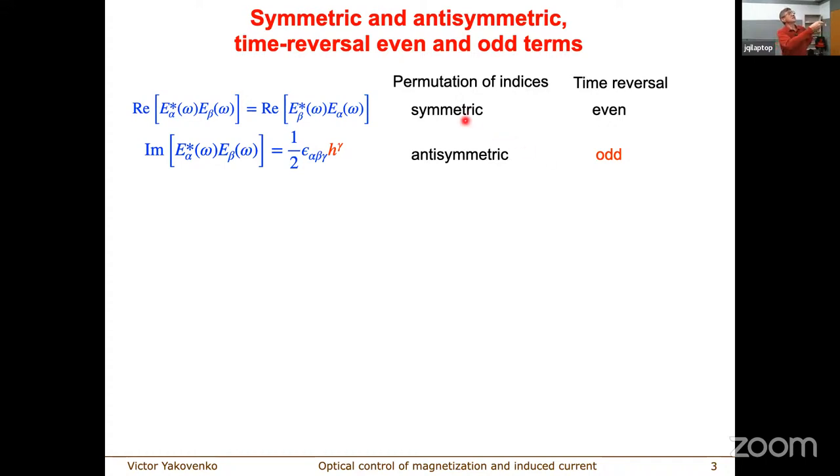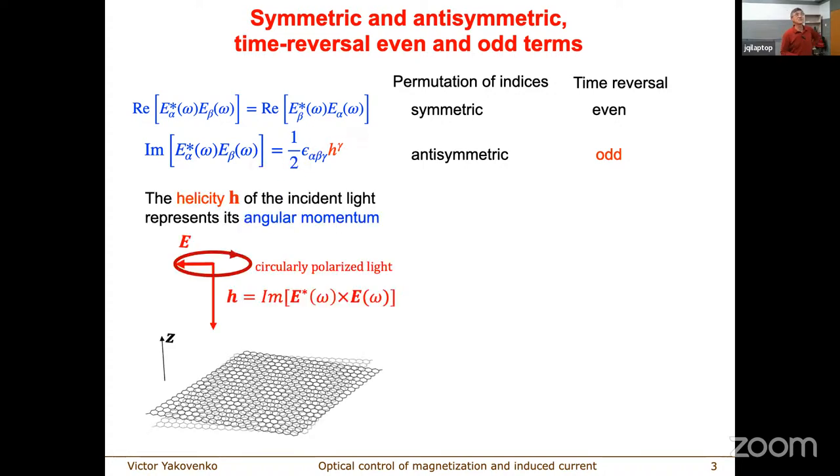And this antisymmetric tensor, as usual, can be written in terms of a vector, an axial vector H. Any antisymmetric tensor of the second order can be written in terms of a vector H. What is this vector H? This is the helicity of light. In other words, the antisymmetric part of the electric field can be characterized by the helicity vector, which is basically this thing.